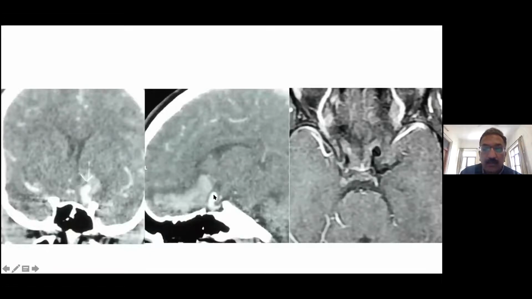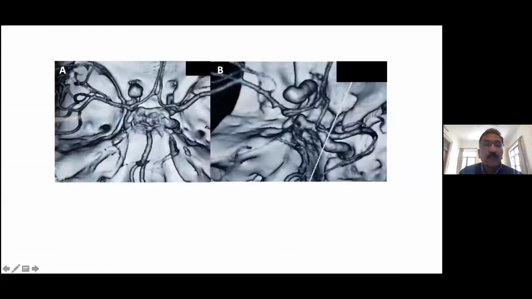You can see it on the sagittal, on the axial, as well as on the coronal images here. And when you look at the CT angiogram, you see that this is pointing dorsally into the frontal lobe. You see the anterior clinoid process, which is partially occluding its neck.